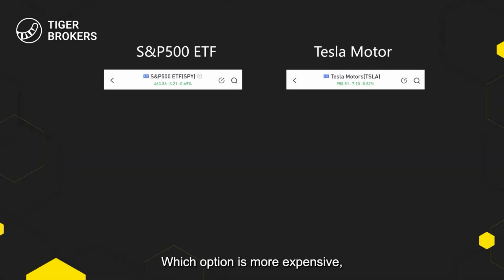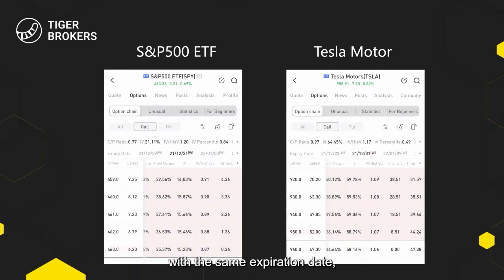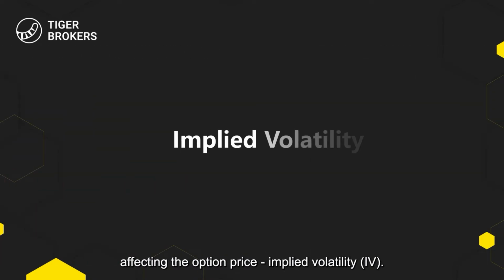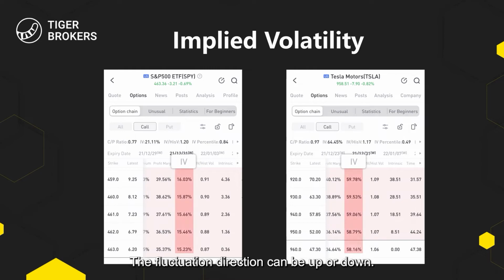Now let's guess intuitively, which option is more expensive, the option of the S&P 500 ETF or the option of Tesla, with the same expiration date and the strike price equal to the stock price? The answer is, of course, Tesla, as its volatility is significantly higher than that of the S&P 500. This introduces a very important factor affecting the option price, implied volatility. This can be understood as the prediction of the fluctuation of the option in the future. The fluctuation direction can be up or down. The higher the option's implied volatility, the more expensive the option price.